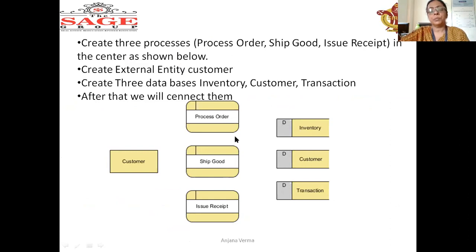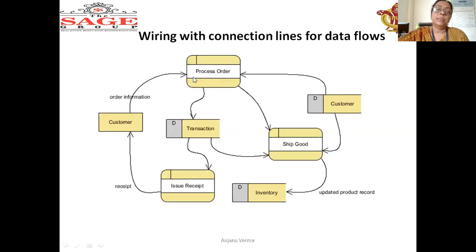First, we will create 3 processes: process order, ship good, and issue receipt. And we will create an external entity, customer. And after that, we will create 3 databases. Okay. Now, when you connect them with the help of the connection lines or flow lines, your final diagram will be like this. You should be careful that the lines should not cross each other. That's why I have arranged them in this way.